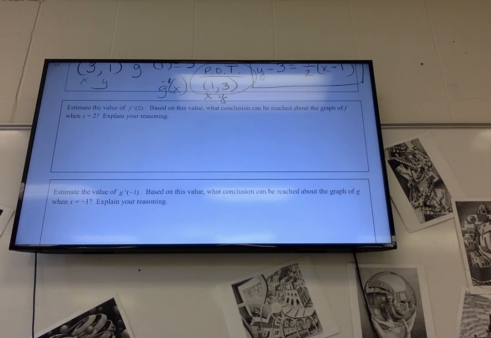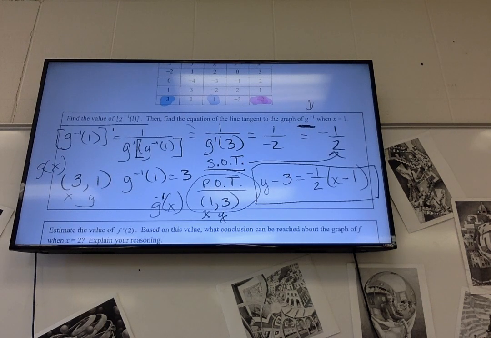So now we're going to estimate. Wait, so is (3, 1) the inverse? No, (3, 1) was the original. Oh, okay. That's the x and the y. That's normal.